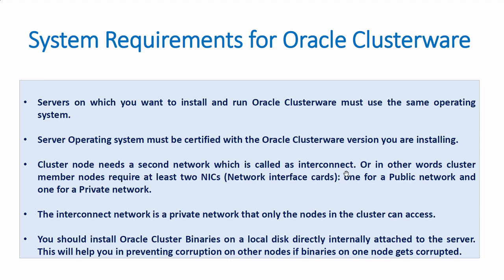This is very important, the interconnect. In other words, a cluster member needs at least two NICs. One for the interconnect and one for the public IP. One for the public communication, where your host will communicate and you can log into those hosts, etc. So one will be the public IP and another one will be the private IP, which is also part of the interconnect. The interconnect is the private network and only the cluster can access it.